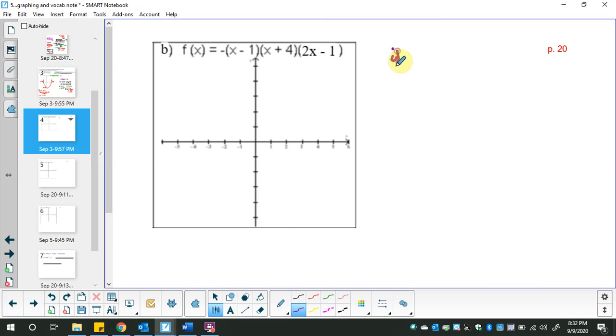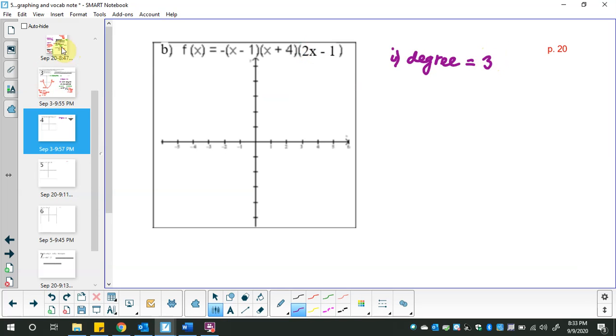I do not. So the first thing we have to do is figure out what the degree is. Remember, this is question B on page 20. When it's in factored form, you have to imagine taking the x's and multiplying them together. If you've got brackets, imagine FOIL. Negative x times x is negative x squared. Negative x squared times 2x is negative 2x cubed. You don't care about the negative, and you don't care about the 2. You care about the x cubed, because that makes this a degree 3.